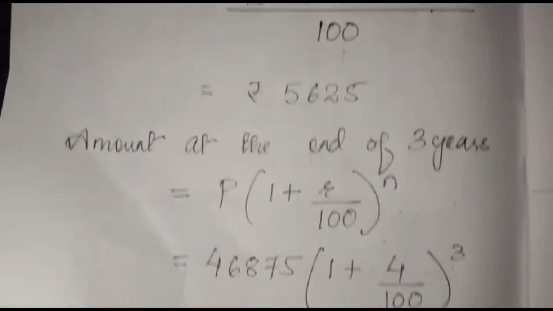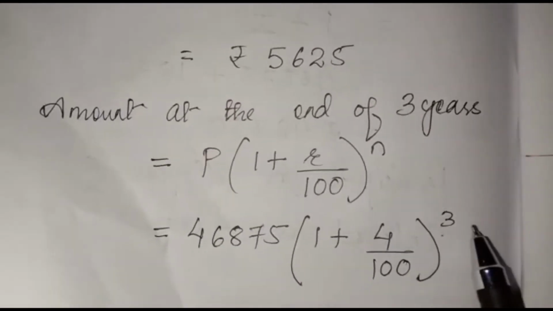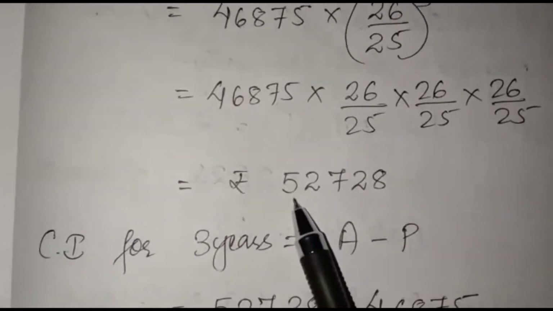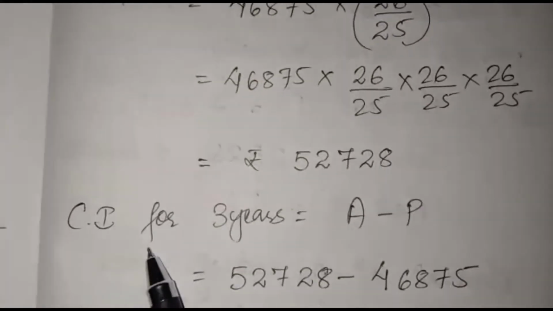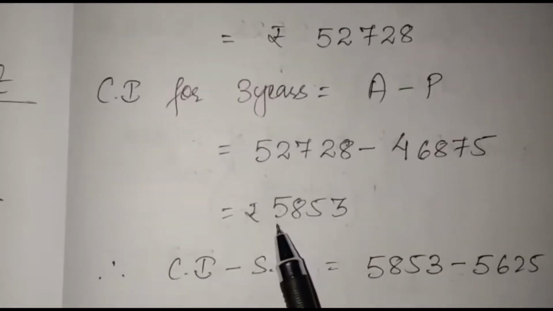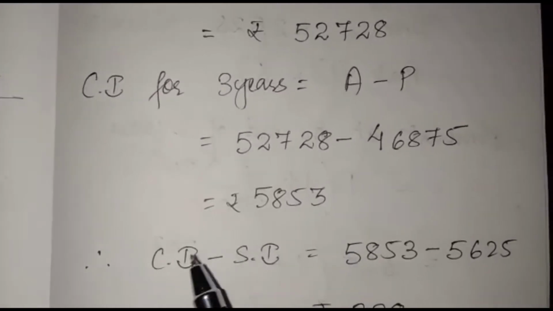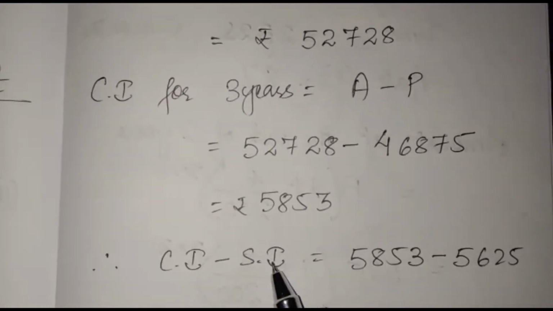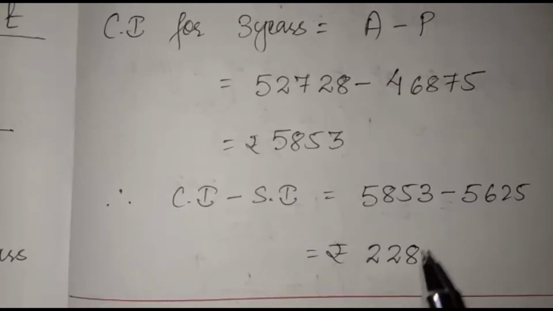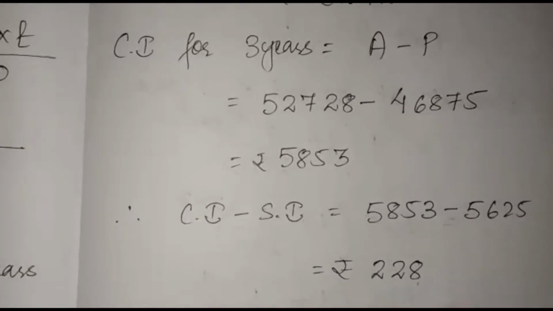Now we have to find the compound interest for 3 years. So you have to find the amount first, the amount at the end of third year. So this is the formula, in place of time put 3. On solving this, you'll get 52,728. So compound interest for 3 years is amount minus principal, which is 5,853. You have to find the difference between CI and SI. So compound interest for 3 years is this one, simple interest for 3 years is this. On subtraction, you'll get 228. So this is the difference of compound interest and simple interest for 3 years.